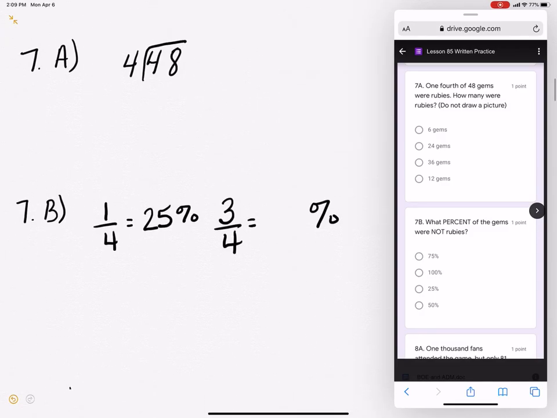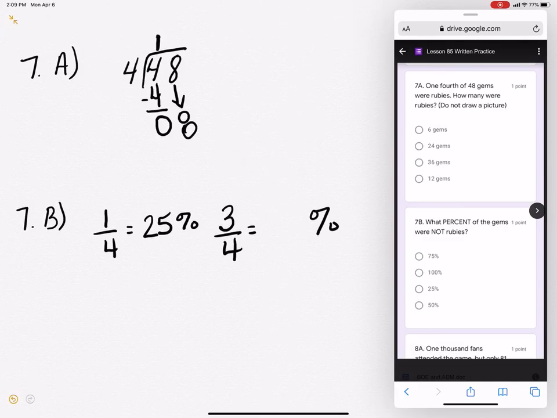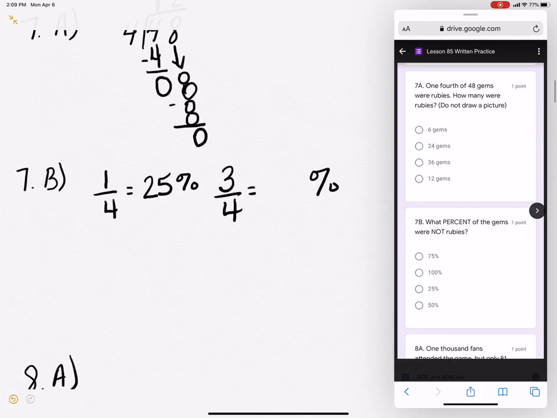4 will go into 4 one time. 1 times 4 is 4. Subtract, and you have 0. Bring down your 8. How many 4s are in 8? 2 times 4 is exactly 8. Subtract, you have no remainder. So 12 of the gems were rubies.